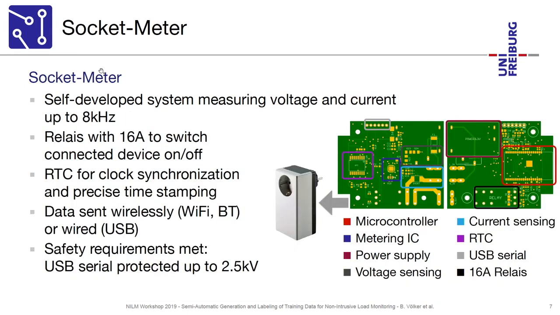To get circuit level data, so device level data, we also developed our own measurement system here, which I also have with me, this ugly little gray box here. It can sample voltage and current at up to 8 kilohertz. There's also a relay inside it, so you can switch 16 amp devices on and off. And there's also a real-time clock inside. This is for clock synchronization and also to get precise timestamping.